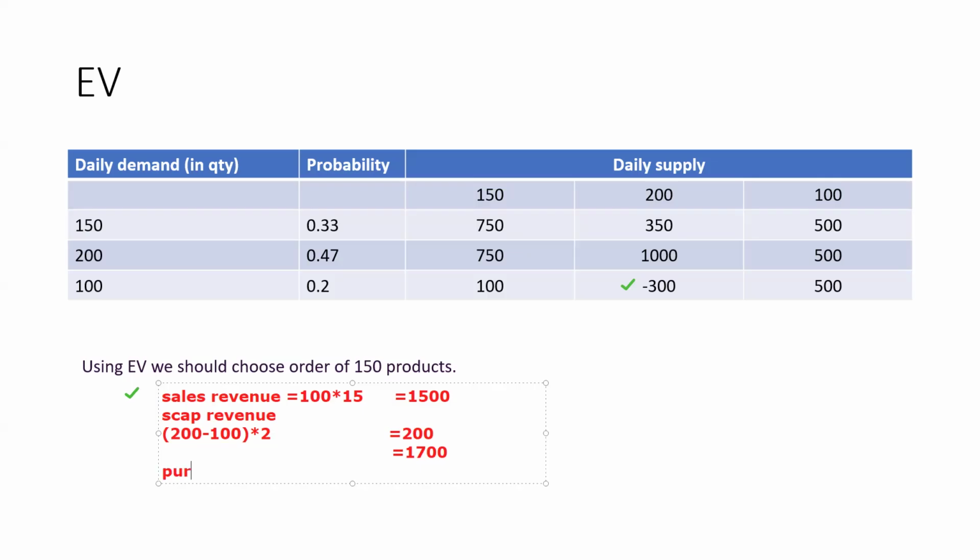Now, purchase cost. Each 200 unit we are purchasing at how much? 10.